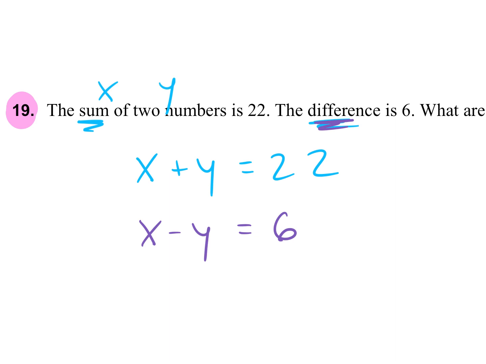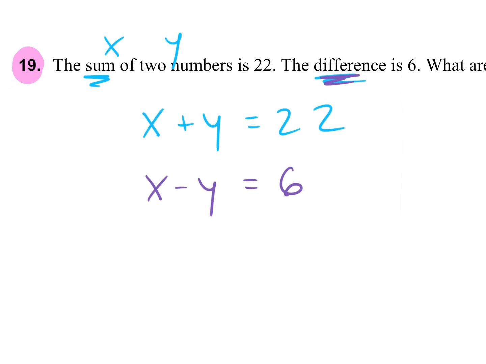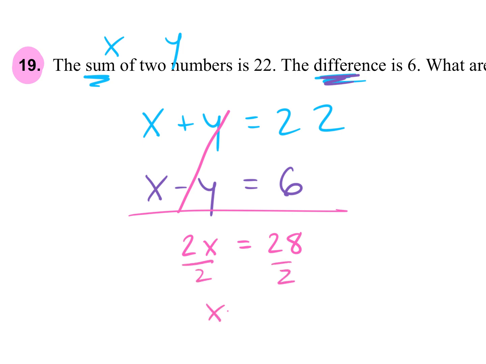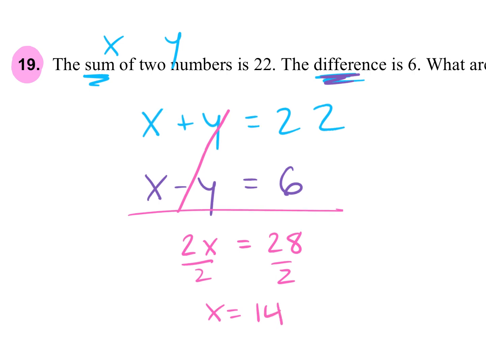Now that I came up with two equations, you want to solve using substitution or elimination? Probably elimination. Why? Because the y's cancel. The y's are already the same number but opposite, so they cancel. What's x plus x? 2x. And 22 plus 6? 28. We divide by 2 to get that x all by itself, so what does x equal? 14. How would I find y?